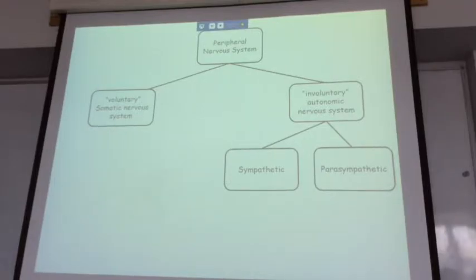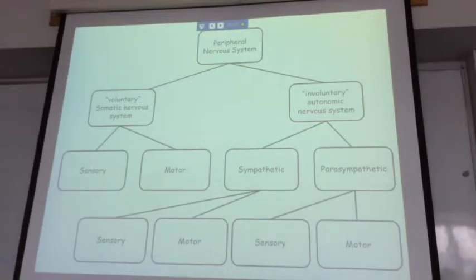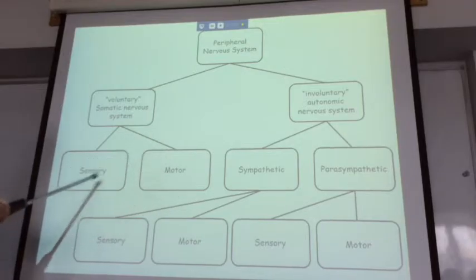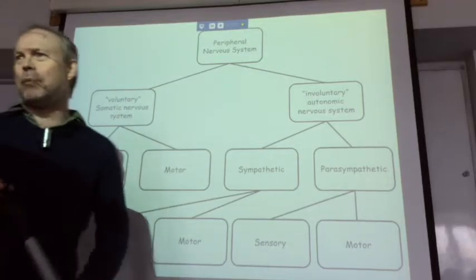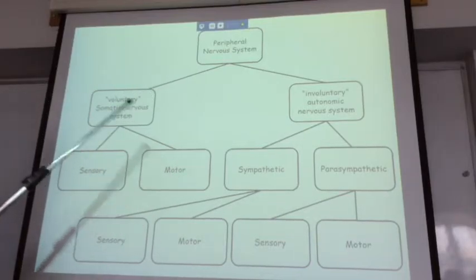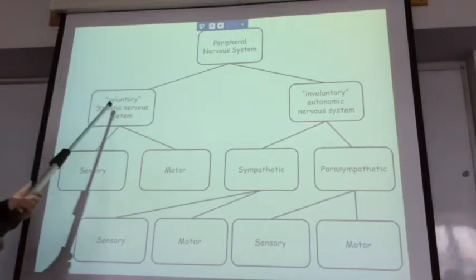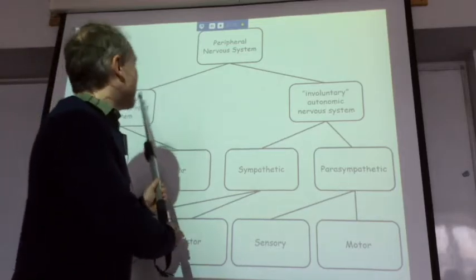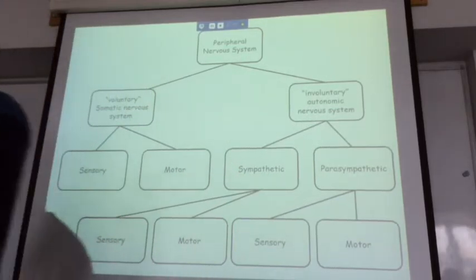But within that, you have, oops, they all come up. Within all of these branches, this is just merely supposed to indicate, you have a sensory and you have a motor component. So whilst I've put up what looks like quite a complicated picture, you can just see that everything can be either sensory or motor. This is in the peripheral nervous system. Everything can be sensory or motor, and you basically have a somatic and an autonomic nervous system.